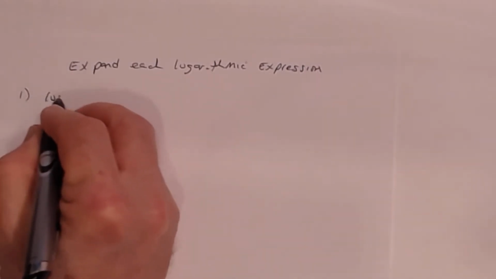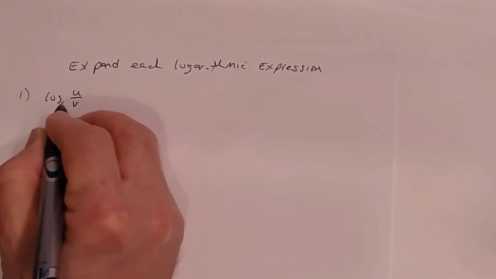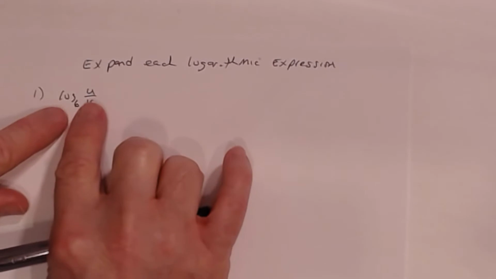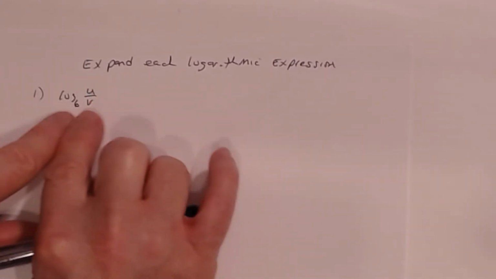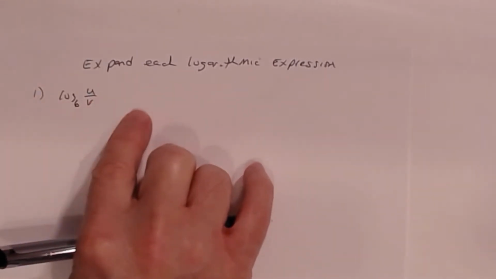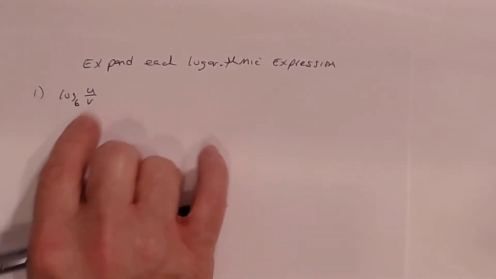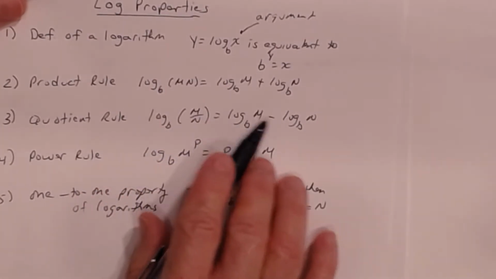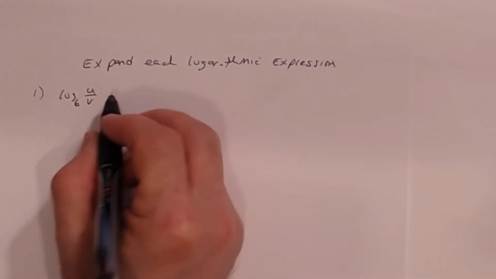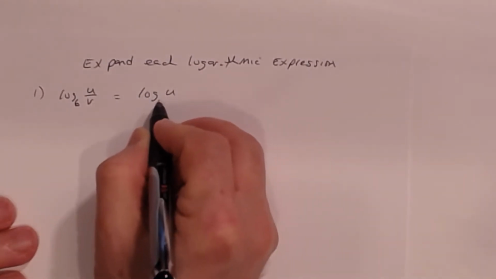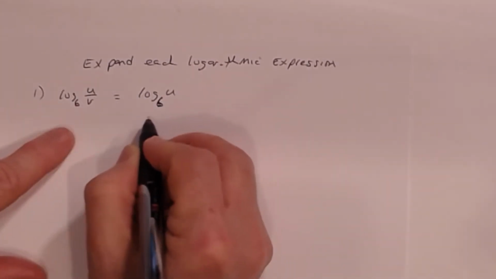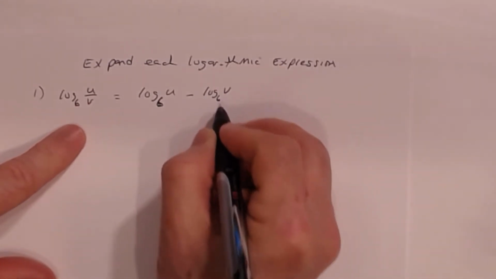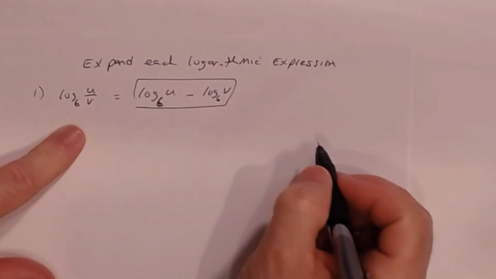We have the log of u divided by v base 6. Notice that I want to expand this, so I want to go from a single logarithm to more than one. I'm taking the log of a quotient, so that's the quotient rule I'm going to use. The quotient rule says I can rewrite this as a difference of two logarithms. So this becomes the log of u base 6, and don't forget your base, make sure you write the base, minus the log of v base 6. And there's your answer. That's all you do.